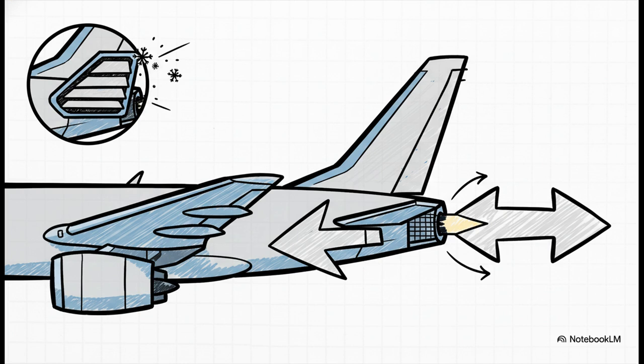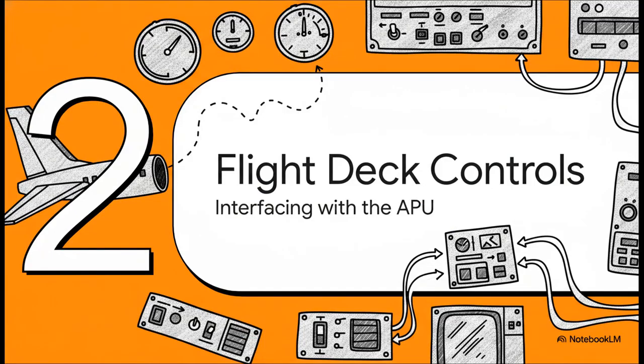Oh, and here's a great little operational detail straight from the manual. There's an optional louvered inlet cover available. It's specifically there to prevent snow and sleet from getting into the APU inlet when the airplane is sitting out on a long turnaround or remaining overnight. Pretty clever, right? Section 2.